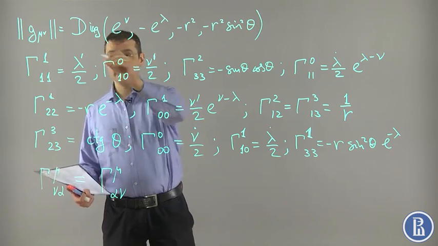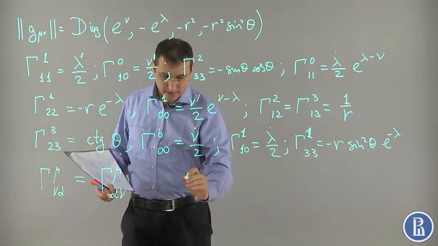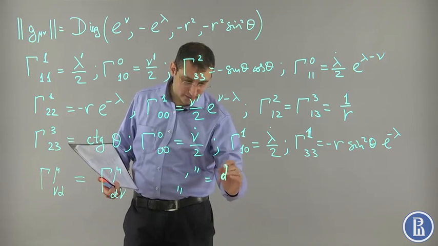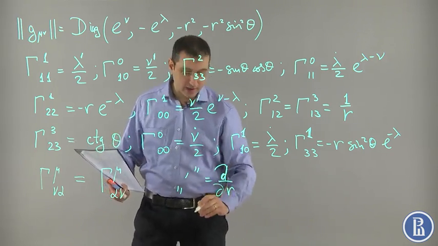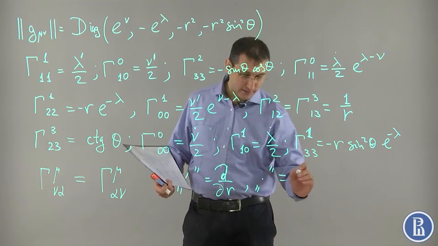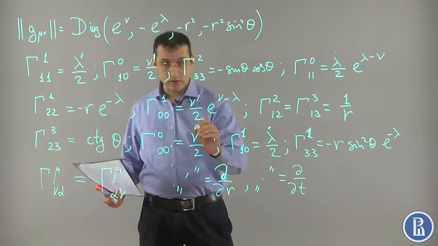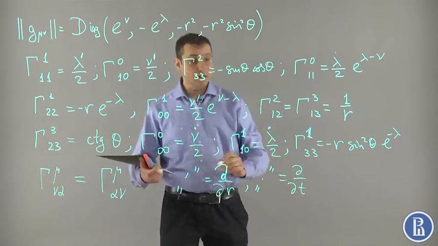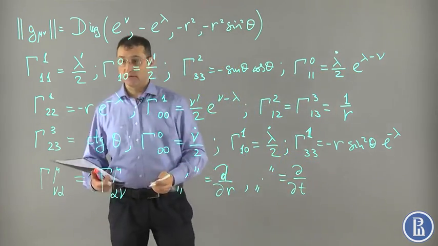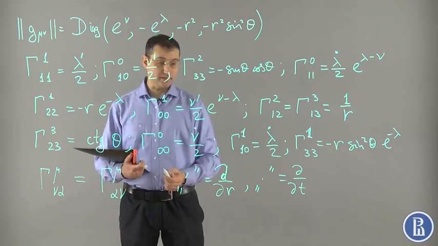So this is prime, and prime means partial differentiation with respect to r, d over dr, while dot means partial differentiation with respect to t, d over dt. So this is dot, this is dot, this is prime, this is prime. Here is dot. That's it to understand what is standing for the Christoffel symbols.